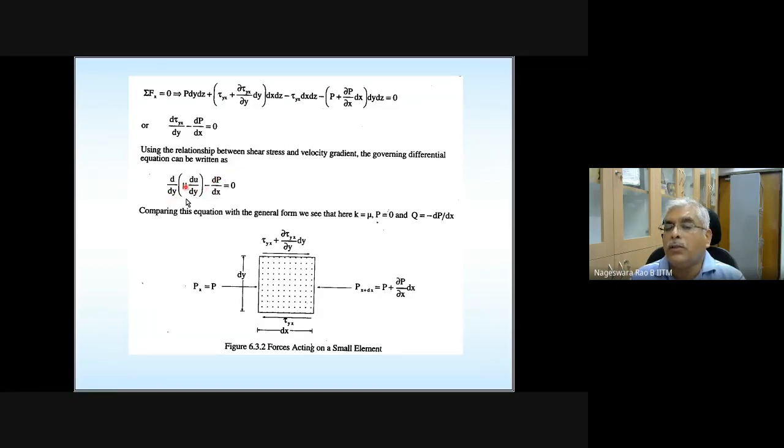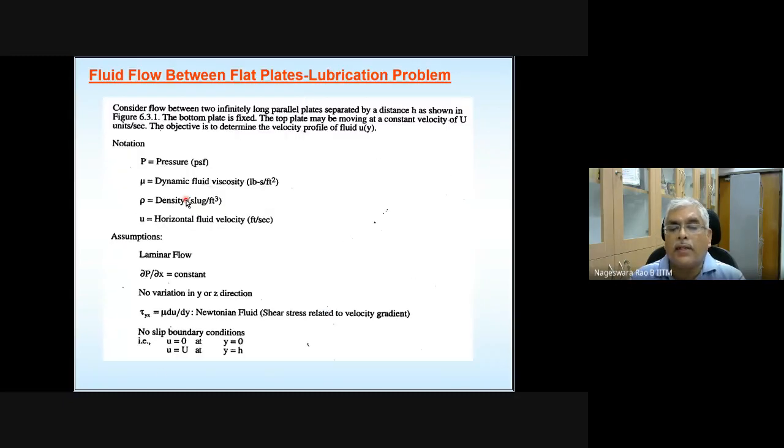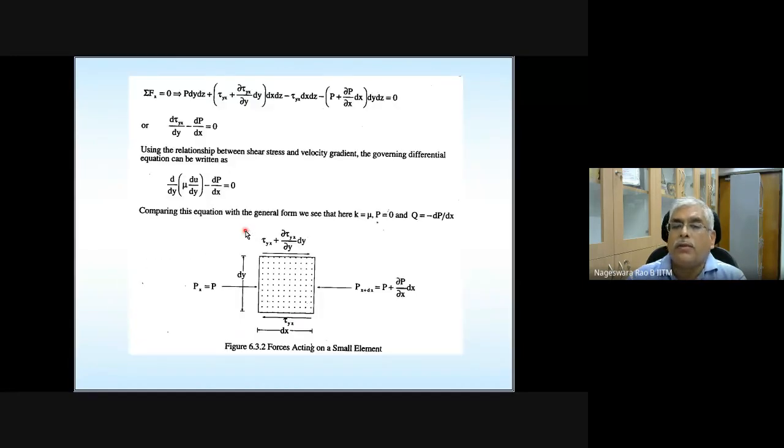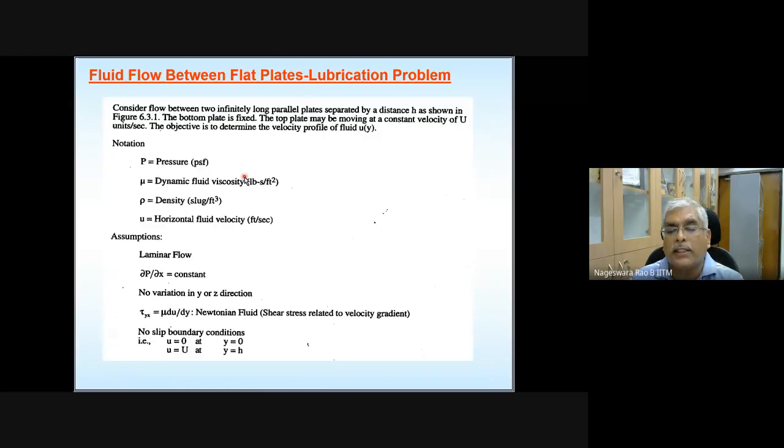And what is this nu and other things? They are all given here. It's nothing but the dynamic fluid viscosity, okay? Rho is your density, u is the horizontal fluid velocity. So with this, this is the differential equation, and these are the boundary conditions.